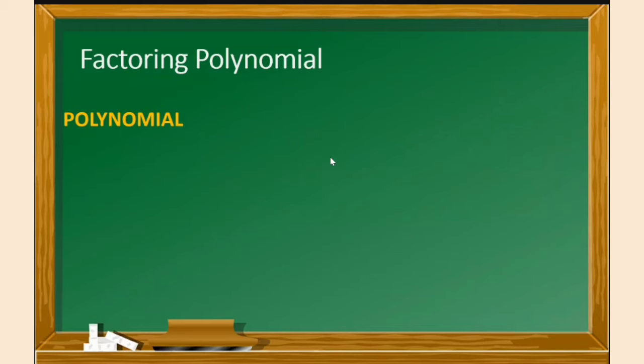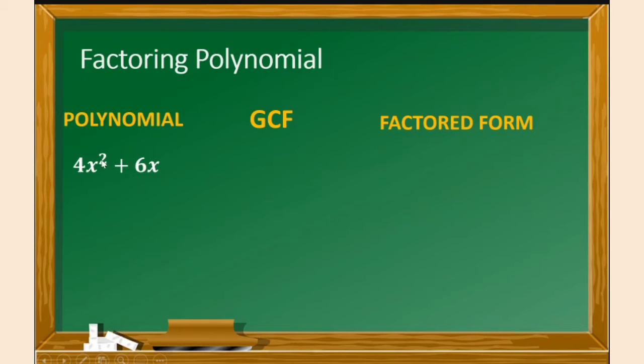Okay, factoring polynomial. So, in polynomial, magagamit natin si GCF. Okay, dapat alam natin mag-identify ng GCF para mas mabilis lang sa atin mag-factor ng polynomial. Okay, example number 1, we have 4x squared plus 6x. Okay, first, how to get the GCF? So, factor natin yung 4x squared. Factor of 4 is 2 times 2. Tama? How about 6x? Factor of 6 is 2 times 3. Okay, what is their common?